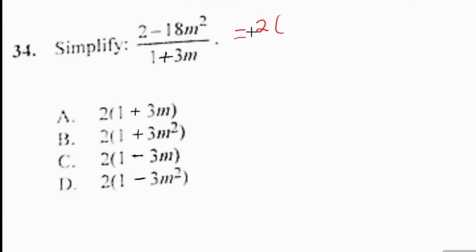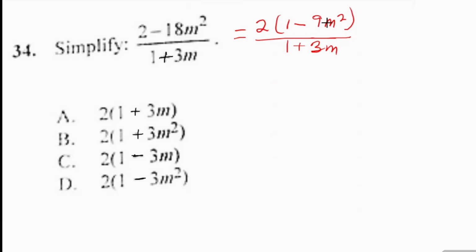This 2 divided by this 2 will give us 1. Then minus 18 divided by this 2 will give us 9m squared. Then all over 1 plus 3m. Now we need to factorize the numerator and check to see if we can have a common factor. And some of you might be thinking if this can really be factorized.